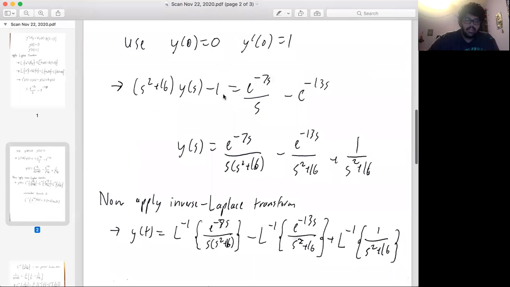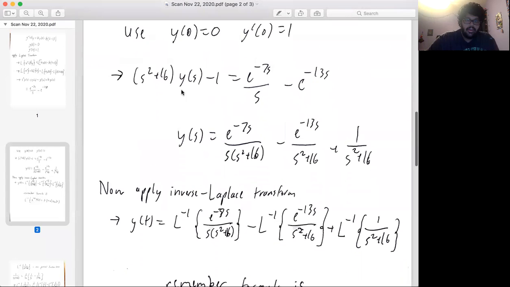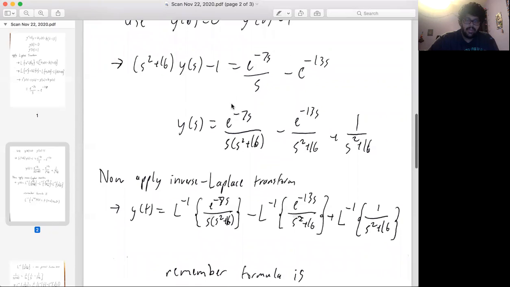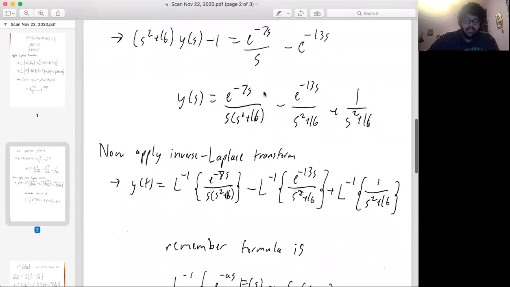So then you're going to take that equation and have it as (s² + 16) times Y(s) - 1 equals e^(-7s)/s - e^(-13s). You're going to set that equal to that, and then you're going to put the 1 on the other side. So you're just going to be left with Y(s) = e^(-7s)/(s(s² + 16)) - e^(-13s)/(s² + 16) + 1/(s² + 16). So now you have it all on one side. That's what you want to go for.